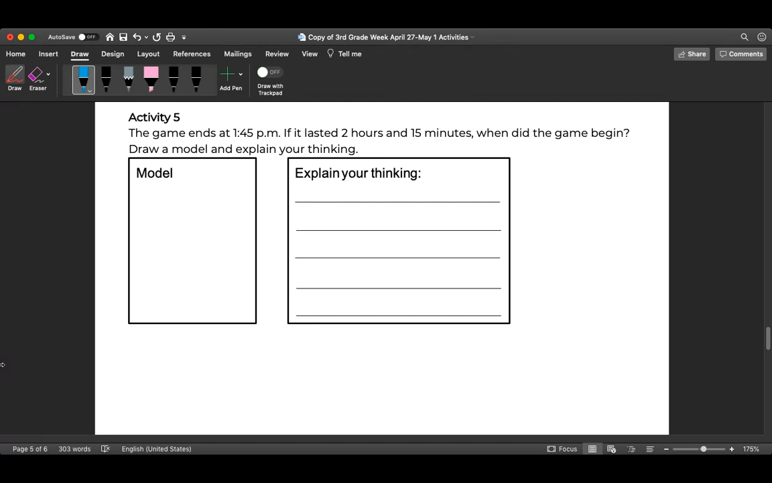So let's look at this. The game ends at 1:45 p.m. If it lasted 2 hours and 15 minutes, when did the game begin? Draw a model and explain your thinking.